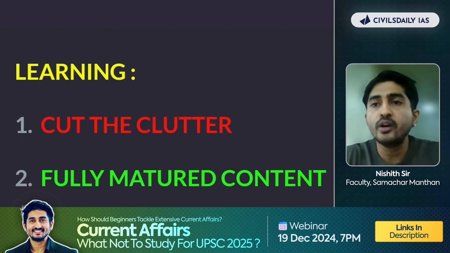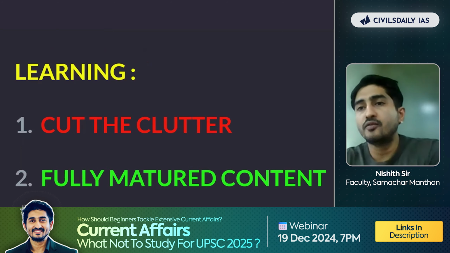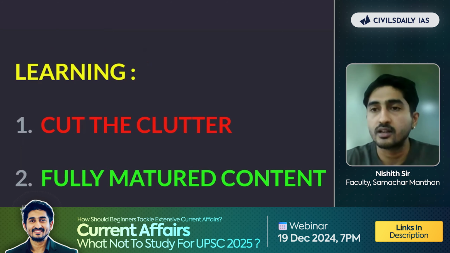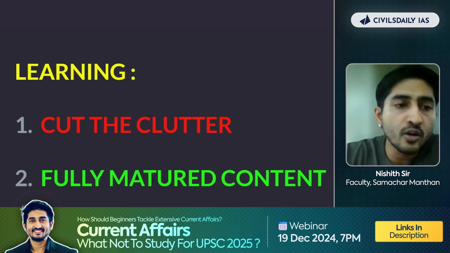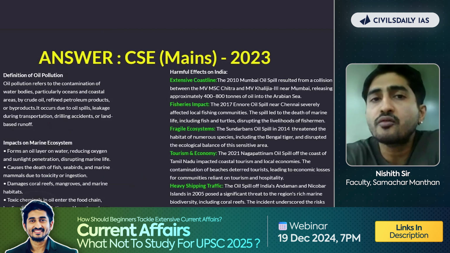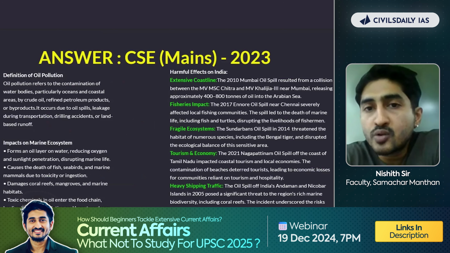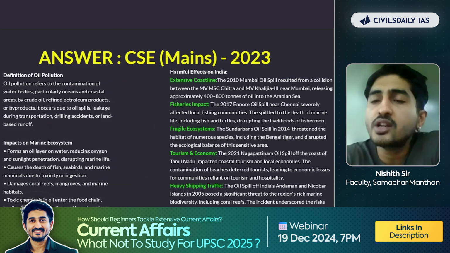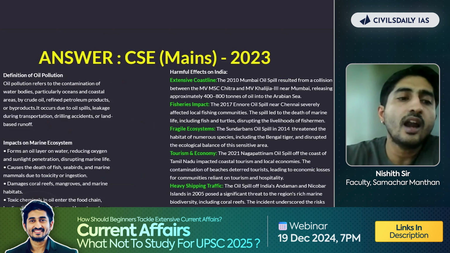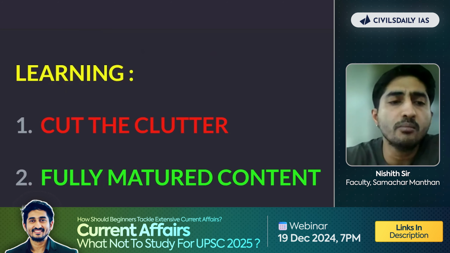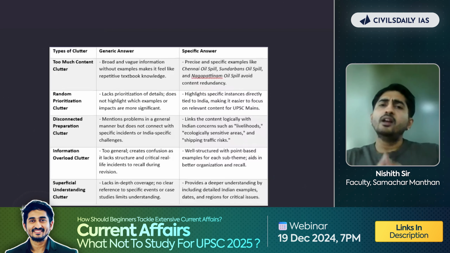Now, that is what is going to be our topic of discussion in the next webinar. Once we cut the various forms of clutter, which we are going to discuss in the webinar, and trace back the maturity of a particular news item, we will arrive at an answer which will look something like this. If you see the harmful effects on India section, you will find there are specific examples for each and every point. It is not generic, not vague, not superficial. Now that is the agenda of the webinar, to clear the clutter and help the aspirants develop fully mature content. Now, what do I mean by cutting the clutter?